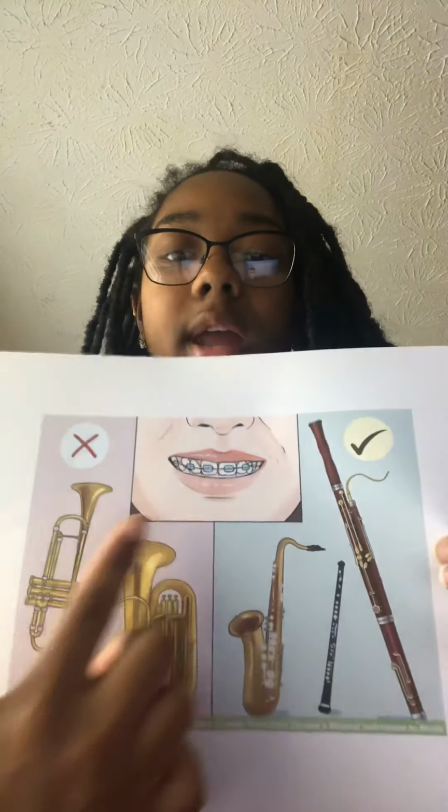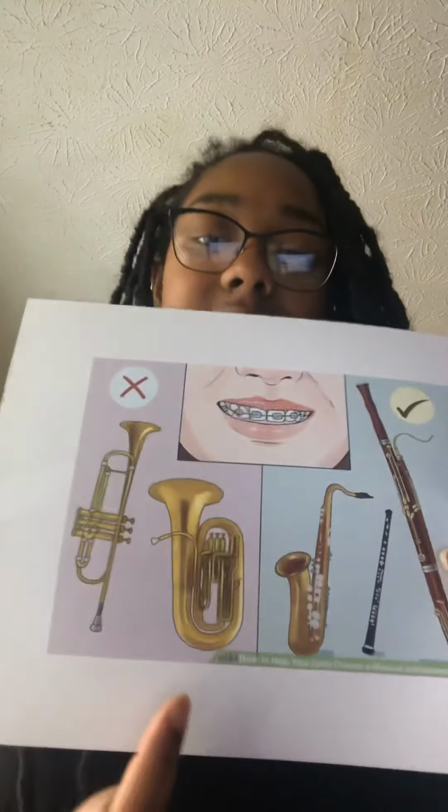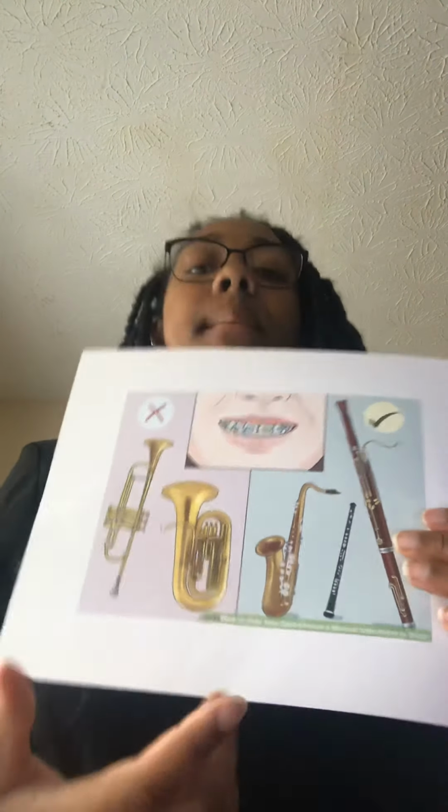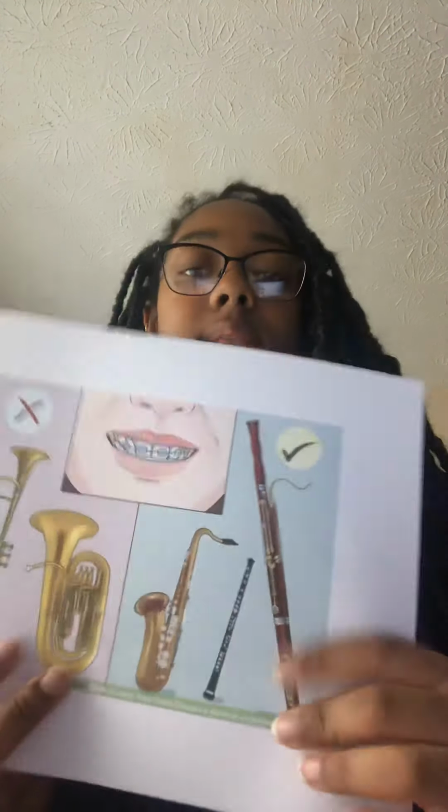Let's say that the student has braces, like for example in this one right here. Braces are not really going to work for brass instruments like the trumpet and the euphonium here, but it might work for the reed instruments like saxophone, oboe, clarinet, and bassoon. That's something you would want to talk about with your student to make sure that it's available, that it's optional, and something they would actually want to play. And if not, choose a different variety of instruments that they can choose from.